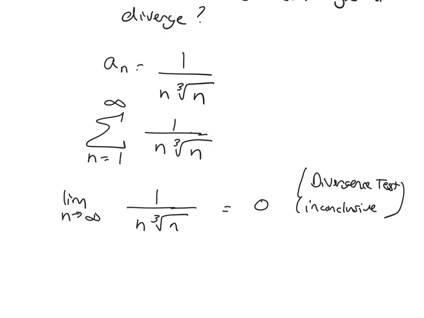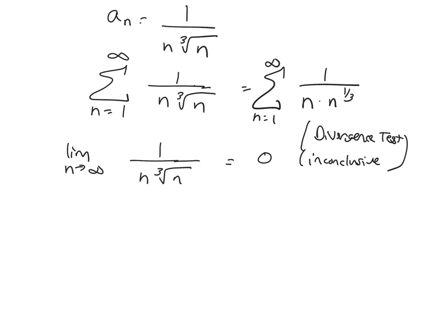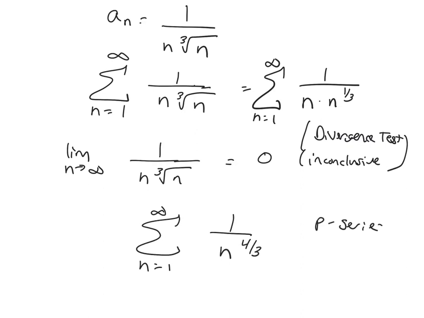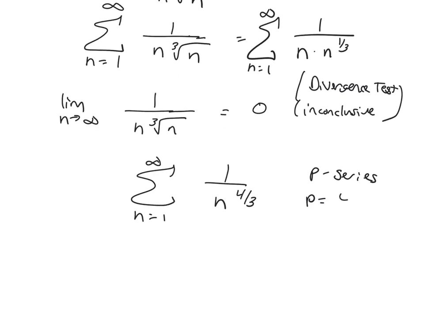I could also rewrite this, right? What's the cube root when I rewrite it as a power? 1/3. Exactly, n to the 1/3. So I'm now getting that this series is a p-series, 1 over n to the 4/3. My p is what? 4/3. Bigger than 1, so the series converges.